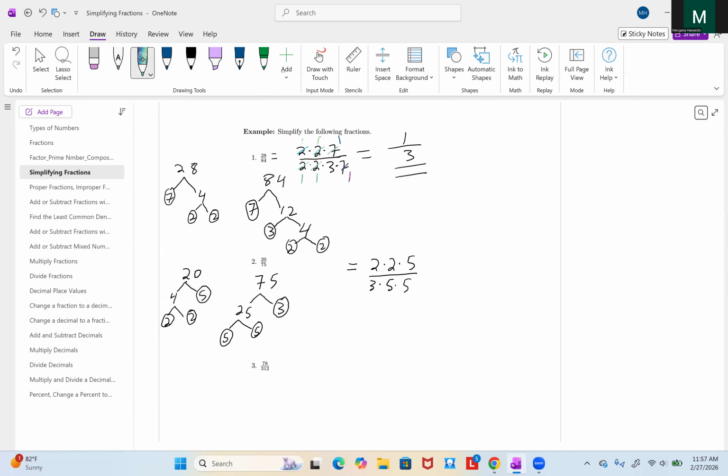Replace the common factors by 1. So 3, 2, they're not common. 5 is common, so we replace each of them by 1. And then multiply the remaining factors in the numerator and the remaining factors in the denominator. That will be the numerator and the denominator for the simplified fraction. So 2 times 2 is 4. 4 times 1 is 4. 4 over 3 times 5 is 15. 15 times 1 is 15. So 4 over 15.